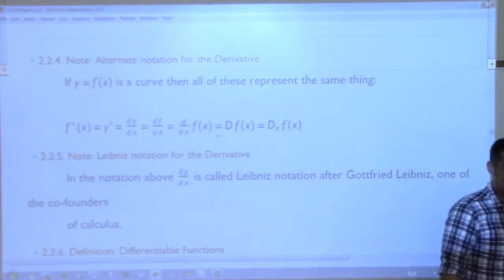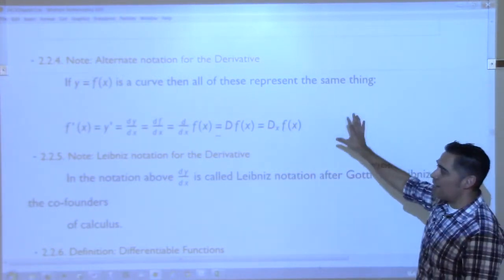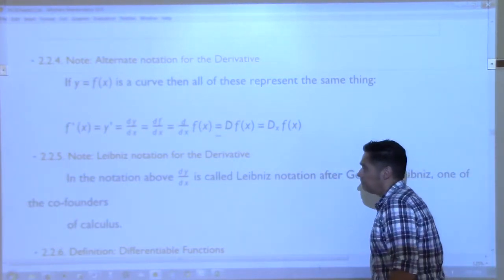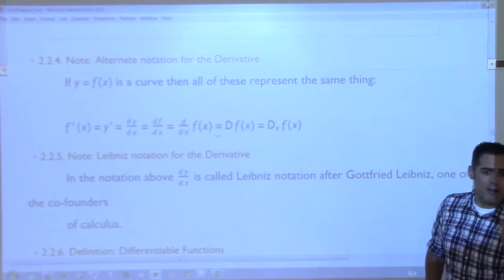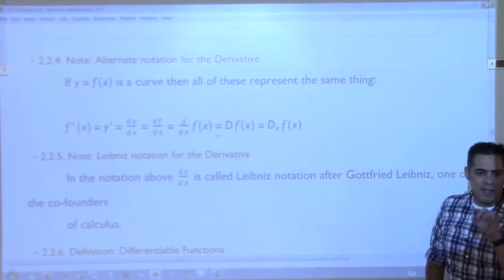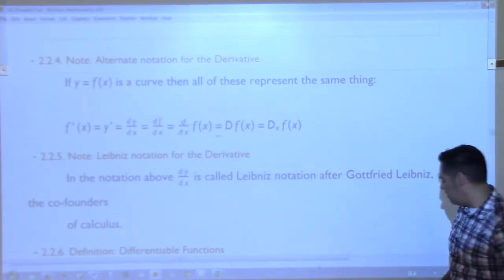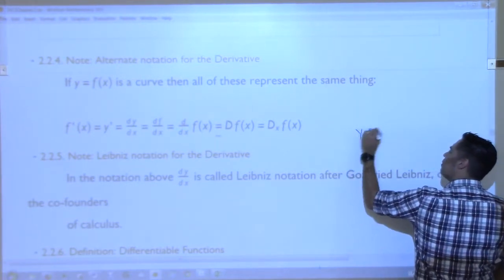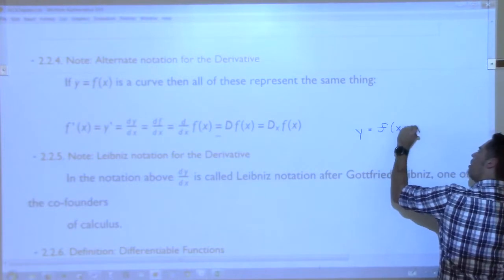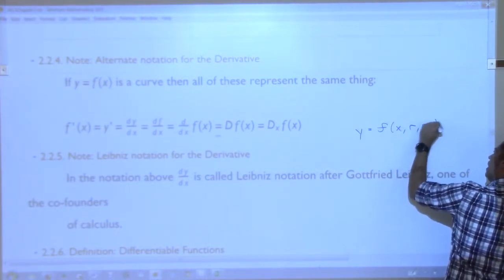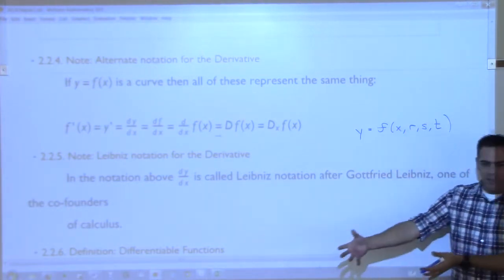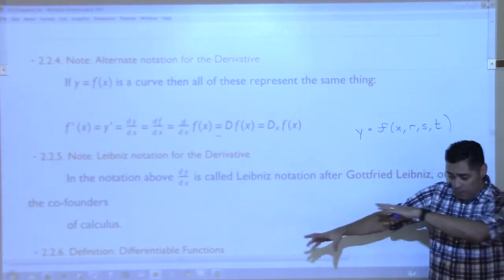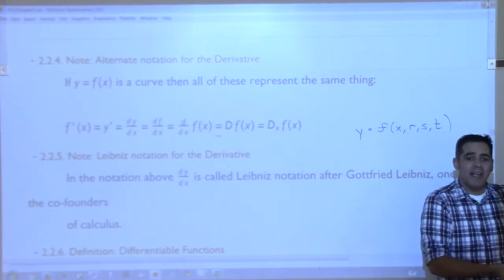Is there any difference between any of these? No, these are all exactly the same thing. Why are there so many? Okay, so in a different calculus class, you deal with functions that have more than one input. So you might be dealing with a function where y is equal to some function of x, r, s, and t. In other words, I have something that takes in numbers x, r, s, and t, takes all four numbers in and spits out an answer.